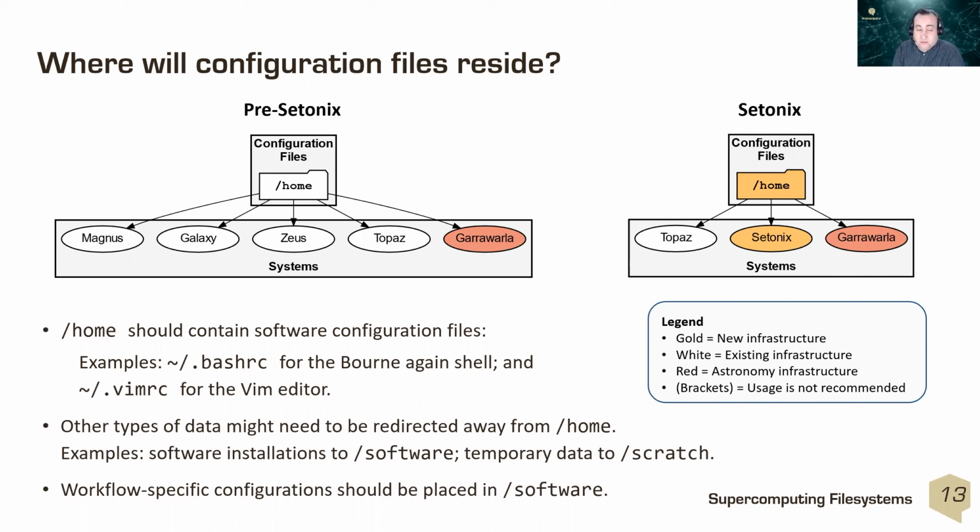There may be other things that you've been using home for that may be more appropriate for other file systems. In particular, if you've been installing software in home, we strongly recommend installing software in the /software directory because it's more appropriate.